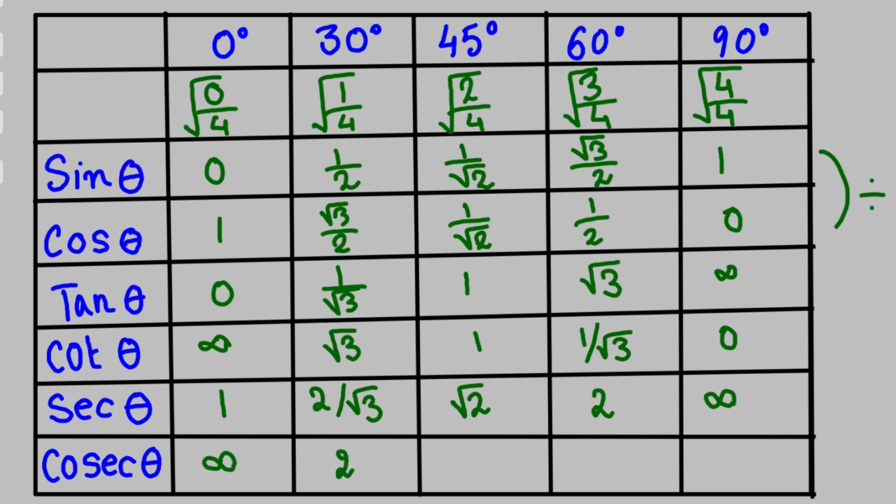And 0, see, sine 0 degree is 0, so just reverse it, you will get undefined because you cannot define it, you cannot divide, right? So that's why there are many undefined signs, like tan 90 and cot 0 degree. So I hope you understood.